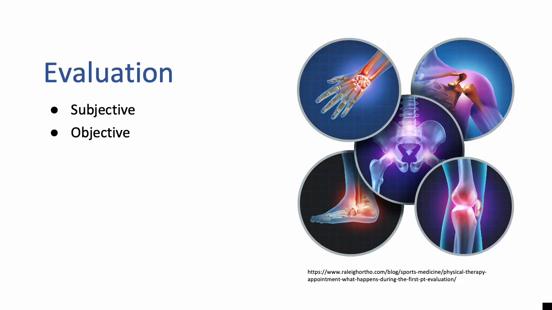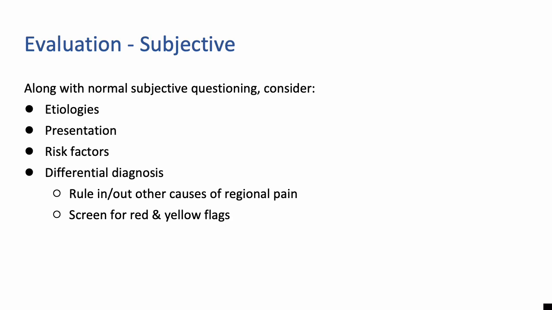Next, we're going to talk about evaluating for coccydynia. We'll do subjective briefly and then go over objective. So for the subjective, I just encourage that along with normal subjective questioning, consider the etiologies that we talked about before, the presentation of tailbone pain, those risk factors, and then the differential diagnosis of ruling in or out other causes of regional pain, and then always be screening for red and yellow flags.